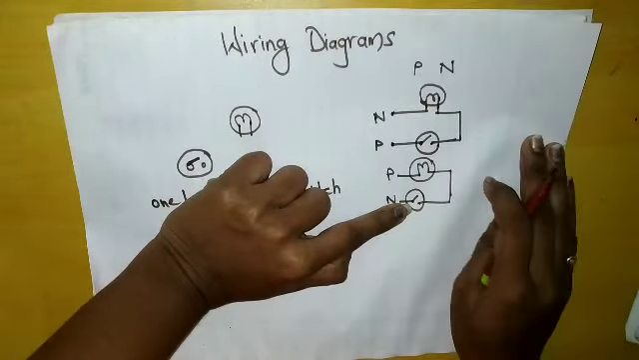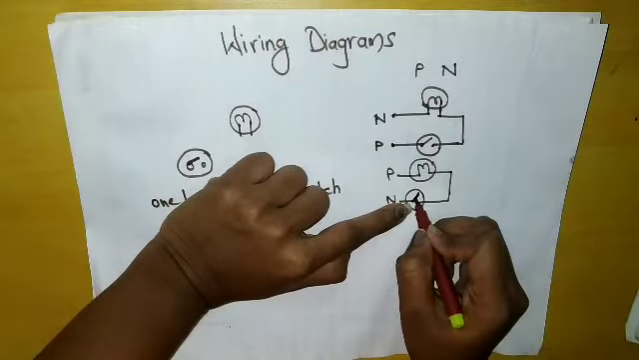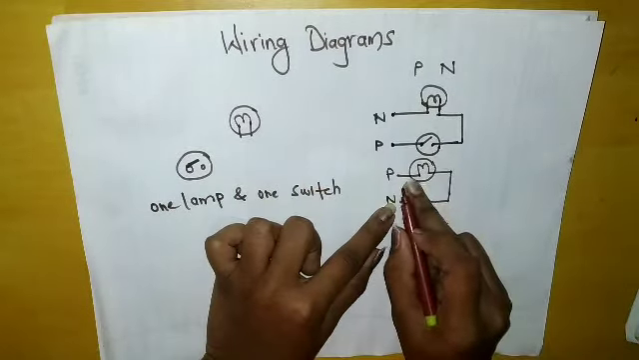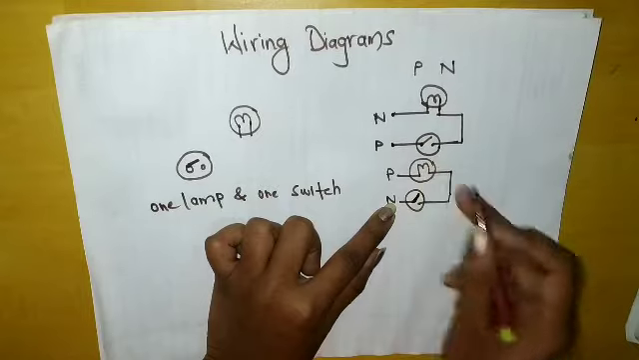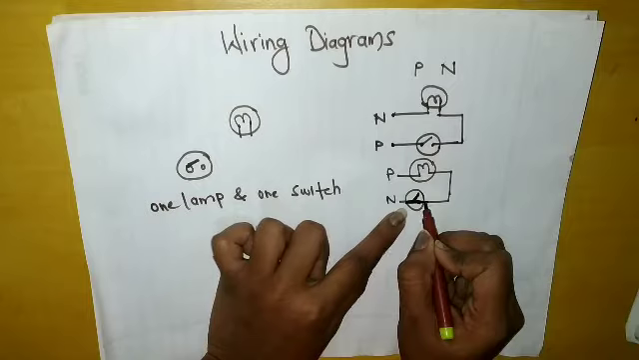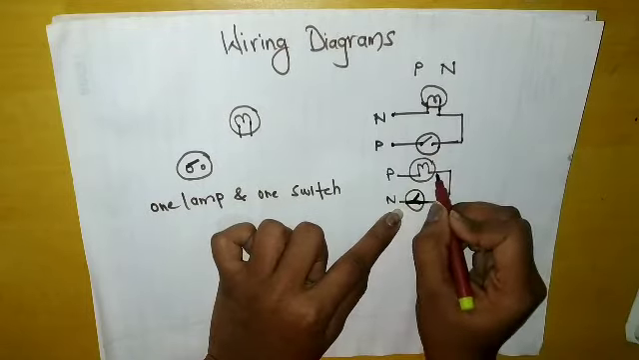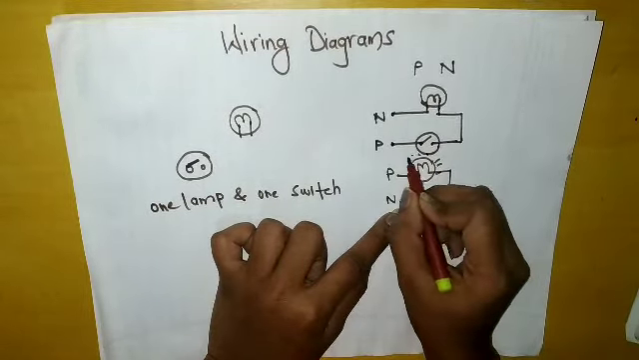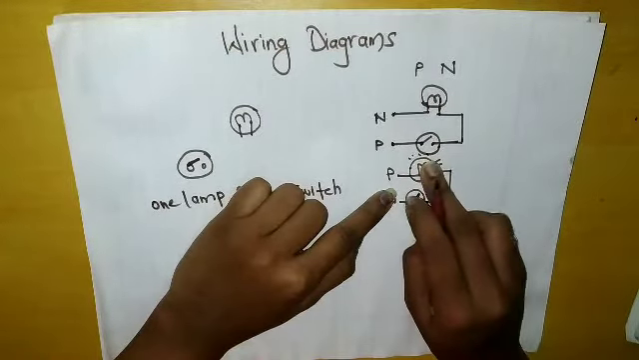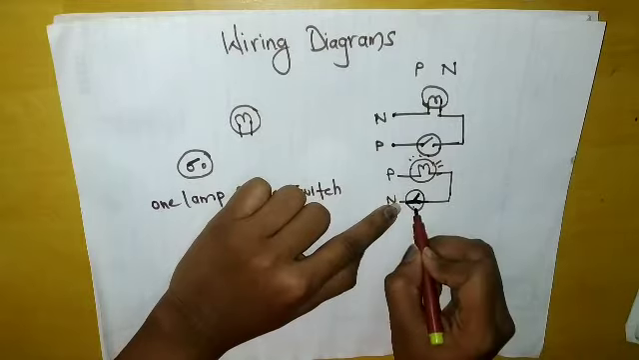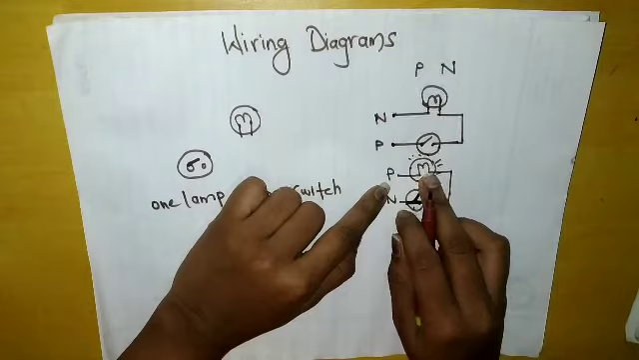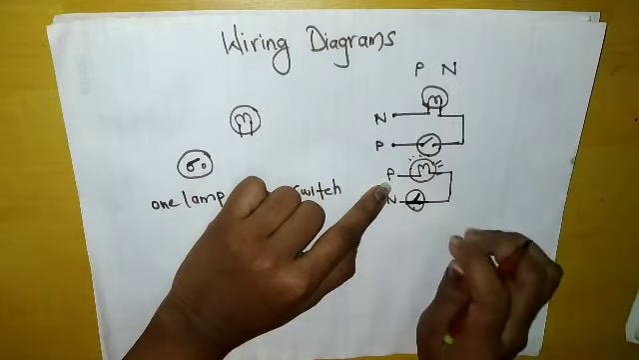But what is the main problem? Our switch is open, right? Now the circuit is not completed, so this bulb will not glow. But whenever I close this switch, the circuit gets completed and this bulb will glow, right? But the main thing is, whenever we touch this appliance, we will get a shock. Whether this switch is on or off, phase is directly connected to our appliance. Whenever we touch this, we will get a shock.